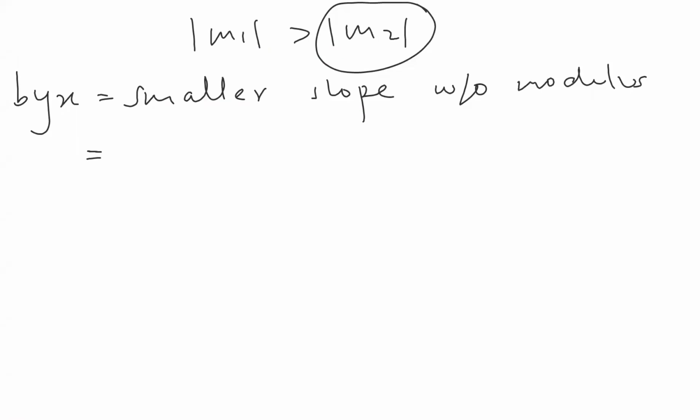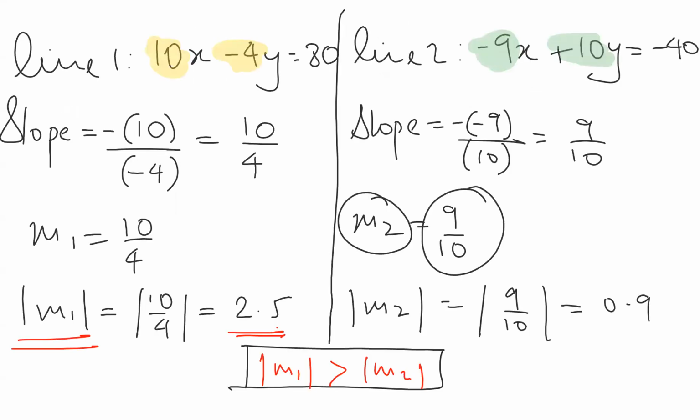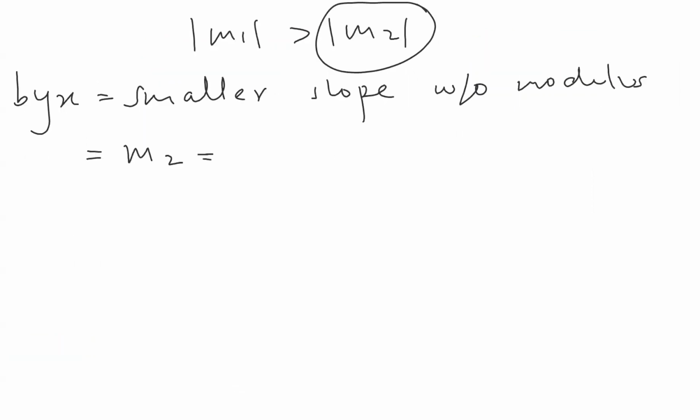Okay, the smaller slope is m2. Write m2 over here; don't put the modulus sign. Let's go back to the previous slide. It is 9 upon 10. m2 is equal to 9 upon 10.